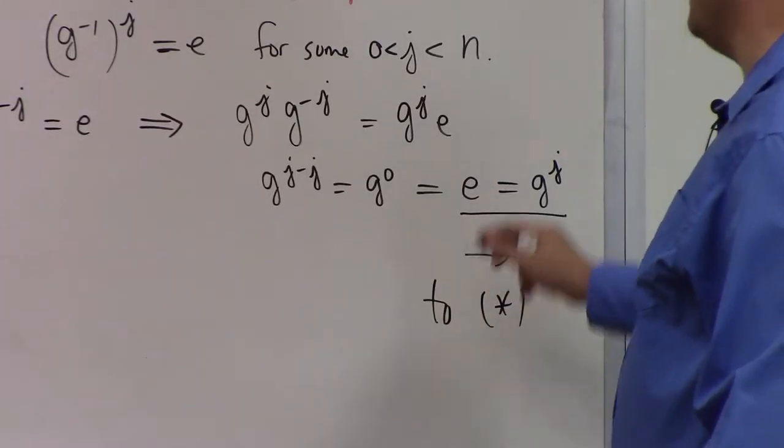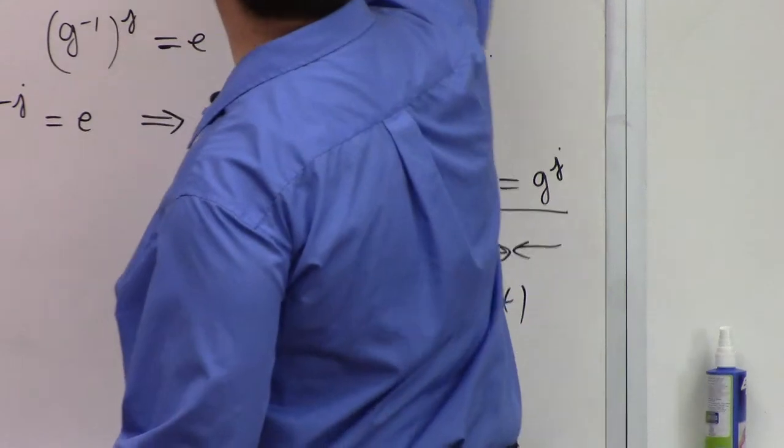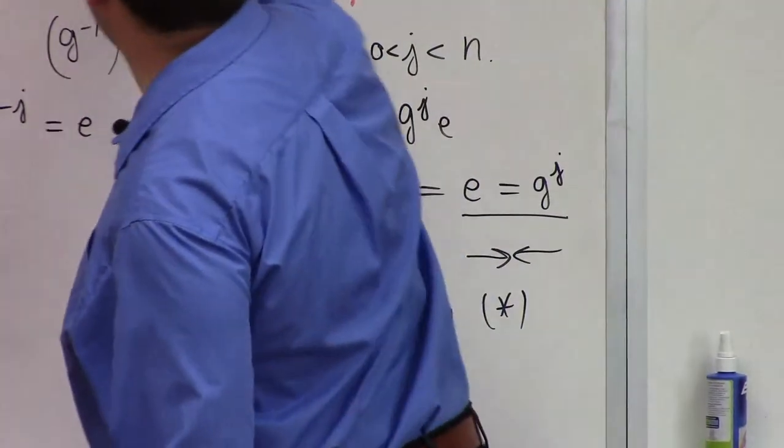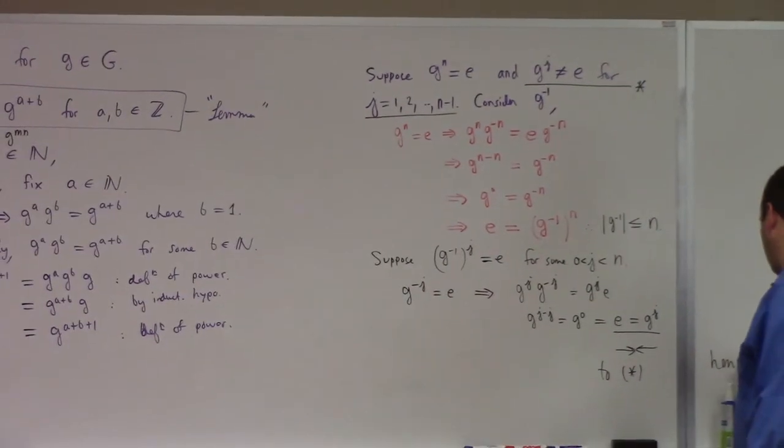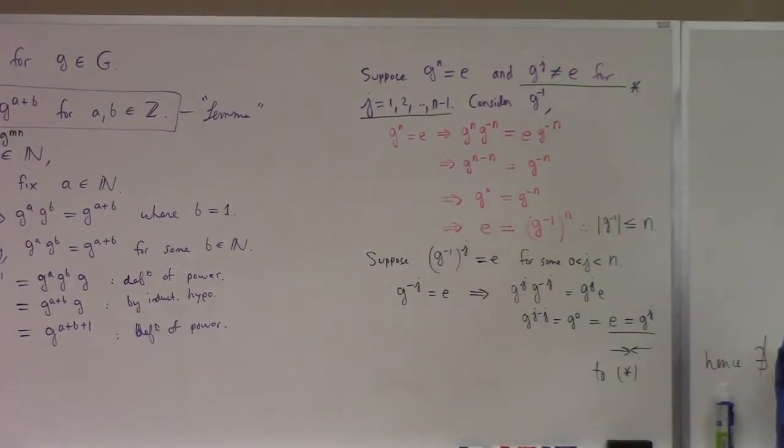Let me give it a label. Okay. Hence, there does not exist a j in 1, 2, up to n minus 1, for which g inverse to the j is equal to e. Therefore, the order of g inverse is equal to n.